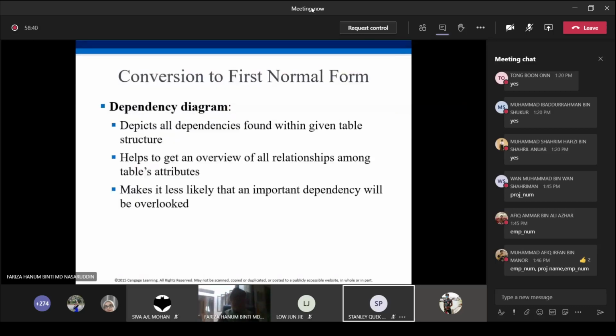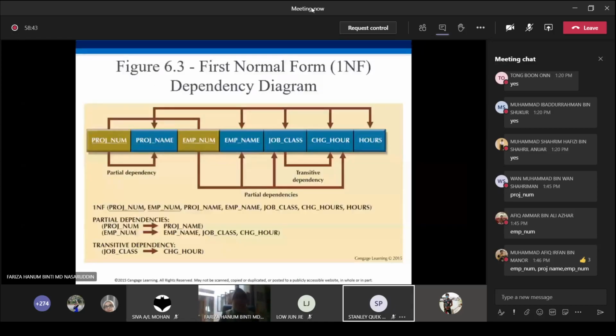Okay, so we go to the dependency diagram. You know that the key is project number and employee number. So you underline project number and employee number. Remember, what is a partial dependency just now? Dependent on part of the primary key. Attributes that are dependent on part of the primary key. So this is one part of the primary key, and this is another part of the primary key. So now you break that primary key down into two.